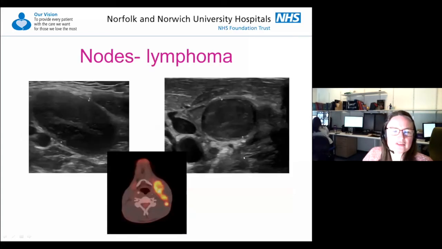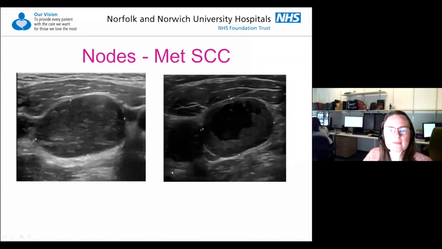And these are more suspicious lymph nodes. The image on the left, although it has a fatty hilum, has a slightly coarsened echotexture, and it's got a thickened cortex as well. And the node on the right is more rounded than normal, has a more heterogeneous appearance, and has lost the fatty hilum. So these are suspicious lymph nodes. And these are both lymphomatous nodes. And these tend to light up on PET.